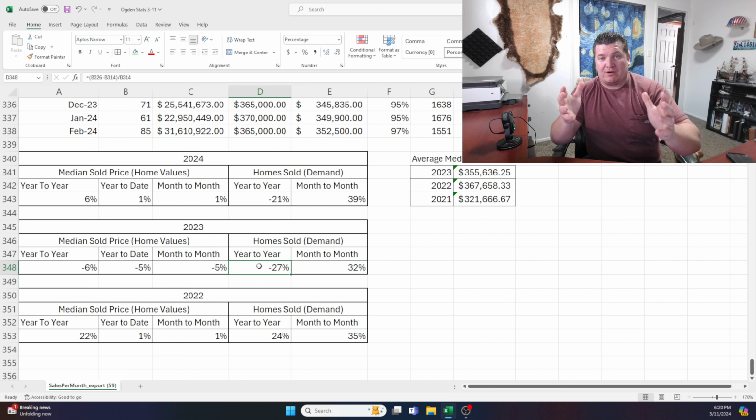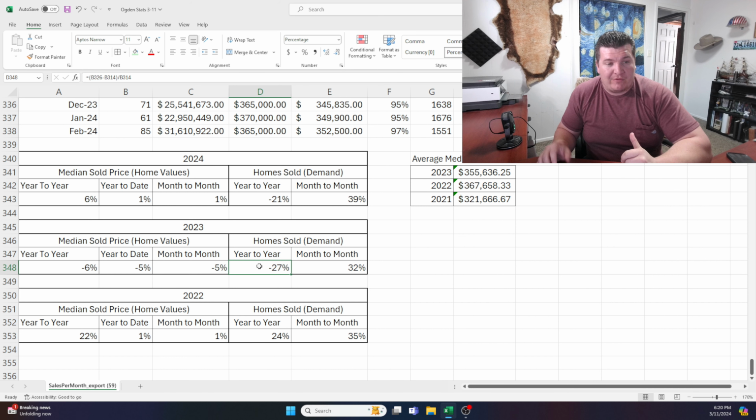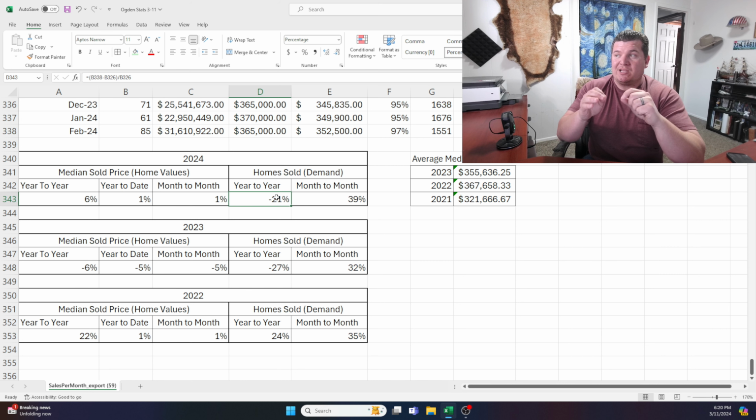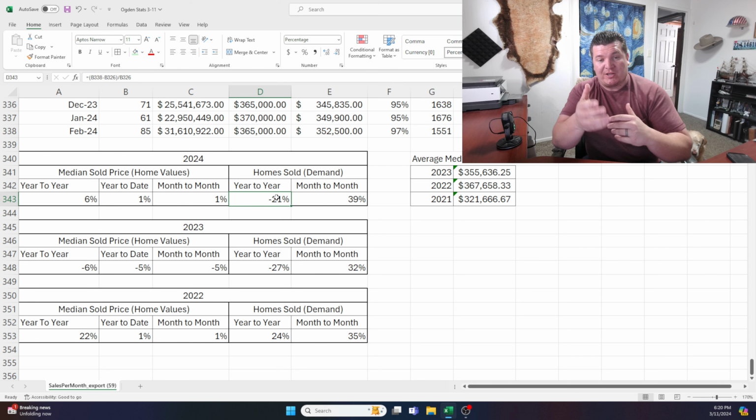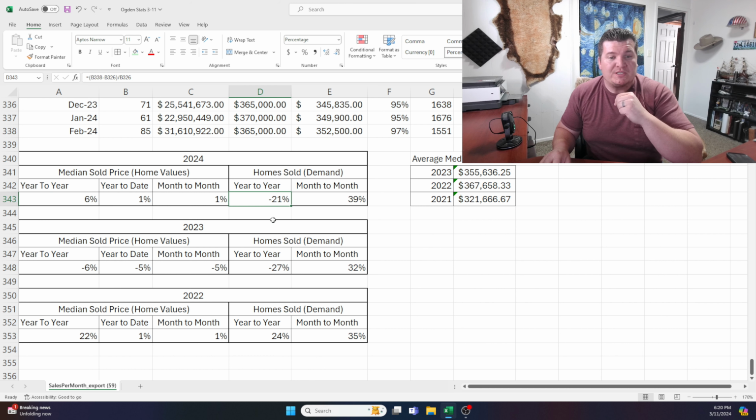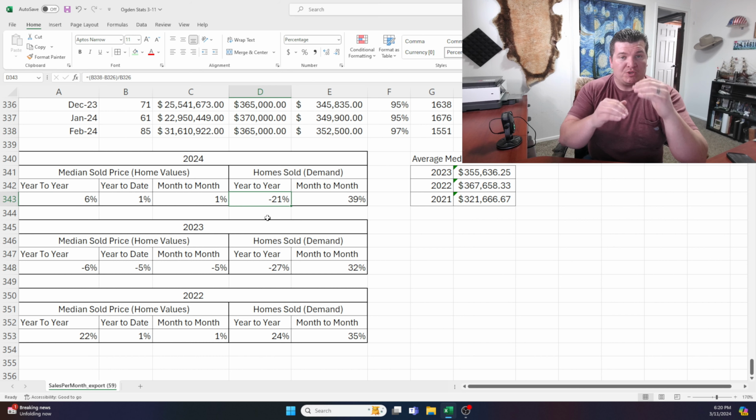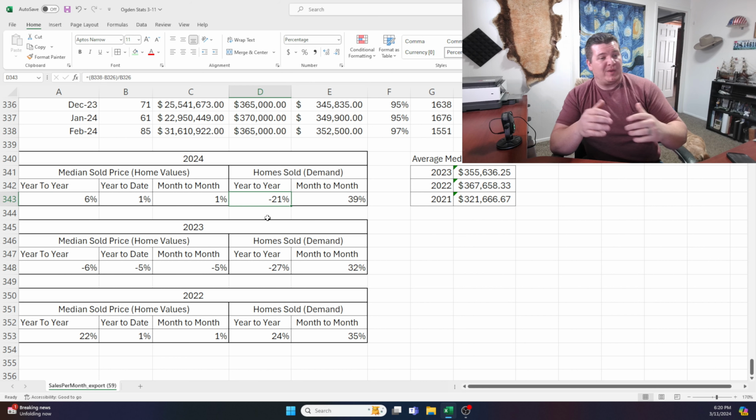This is where I want you to start seeing something that I find very, very interesting. We've had two consecutive years where demand has decreased by a substantial amount. Between February of 2022 and 2023, there was a decrease of 27%, and then from February 2023 to 2024, there was a decrease of 21%. So two years. The expectation would have been that home values decreased for those two years, but they didn't.